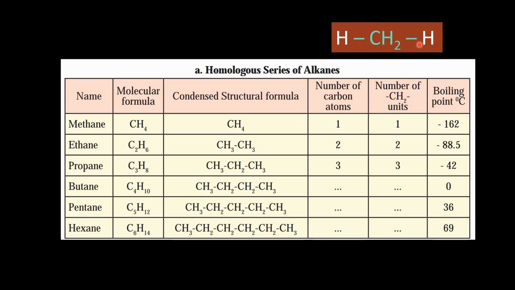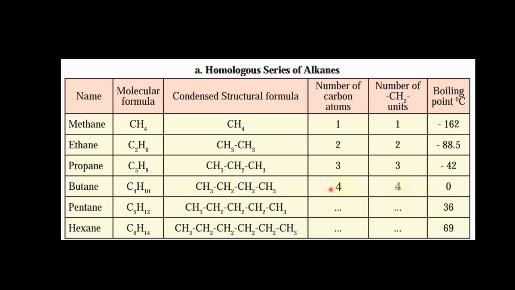So that is why it is represented as 1 here, and you can see each series is increasing with one CH2 unit, and that is why butane has 4 carbon atoms with 4 CH2 units, pentane has 5 carbon atoms with 5 CH2 units, and hexane has 6 carbon atoms with 6 CH2 units. You can see they behave as separate compounds. You can make out by the difference in their boiling point.